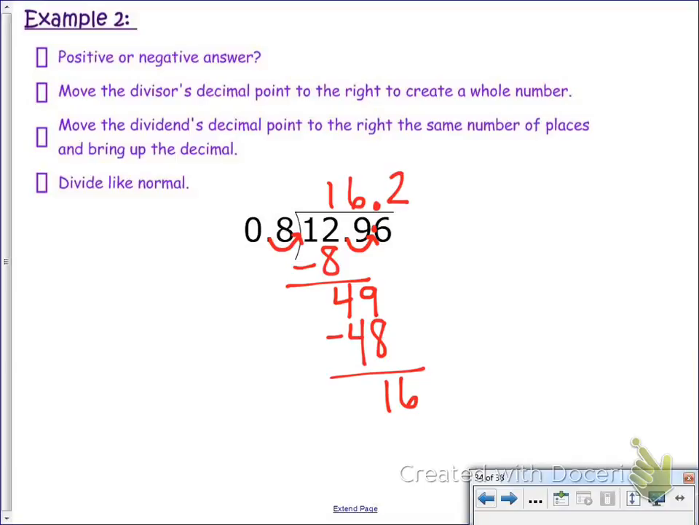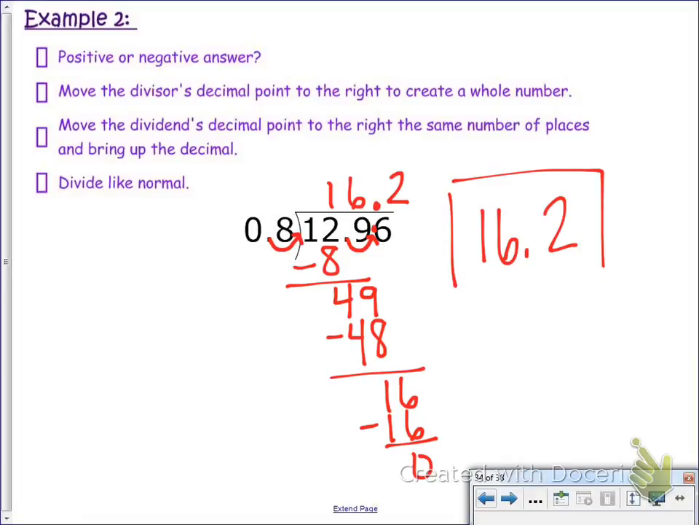Now, notice how I really kept track of where all of my numbers were. I put the 1 above the 12, because that's how many times 8 went in. I put the 6 above the 9, and then the 2 is above that 6. Keeping track of your decimal places is very important, because we don't want you doing all of this work and putting the decimal in the wrong place. So your final answer should be 16.2. Hopefully that helps you with all the types of divisions with decimals that you will encounter.